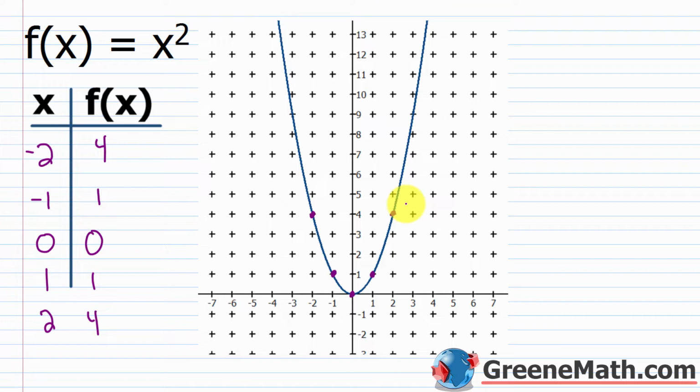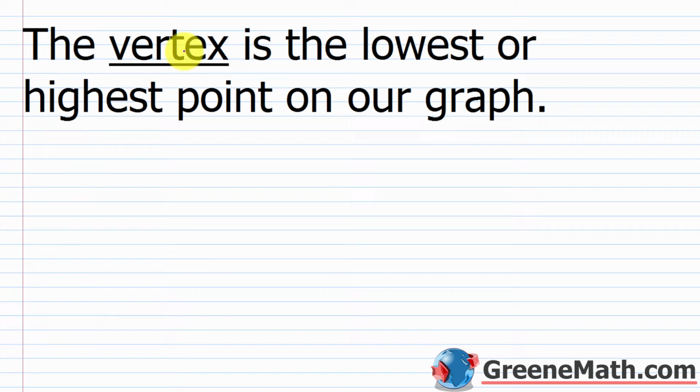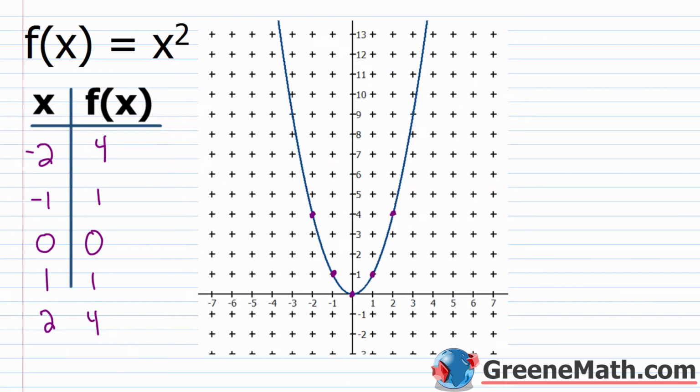Okay, so now that we have the general idea of what a parabola is, let's talk about a few important things. The first vocabulary word that you're going to encounter is the vertex. The vertex is the lowest or highest point on our graph. If we have a parabola that opens up, like in the example we saw, the vertex is the lowest point on the graph. So in this case, it's here. If we have a parabola that opens down, which we'll see at the end of the lesson, it's going to be the highest point on the graph.